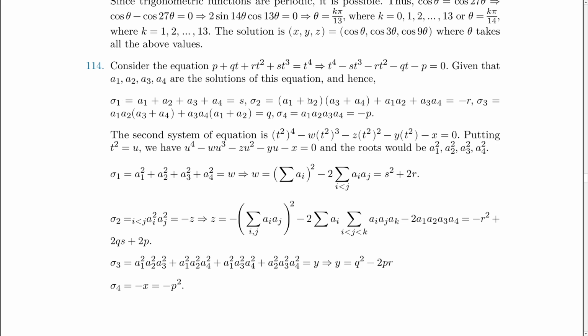Sigma 2 is equal to a1 a2 plus a3 a4 plus a1 a2 into a3 a4 is equal to minus r. Sigma 3 is equal to a1 a2 into a3 plus a4 plus a3 a4 into a1 plus a2 is equal to q, and sigma 4 is equal to a1 a2 a3 a4 is equal to minus p. Now the second system of equations which we have is t square to the power 4 minus w t square to the power 3 minus z t square to the power 2 minus y t square minus x is equal to 0.